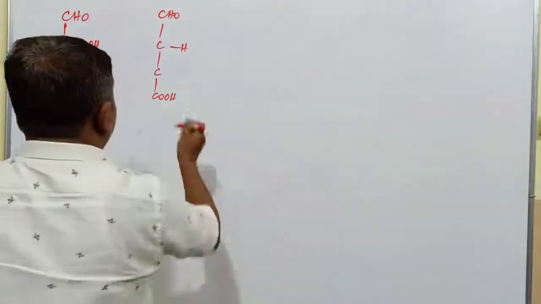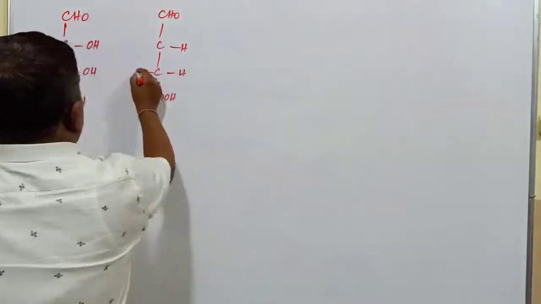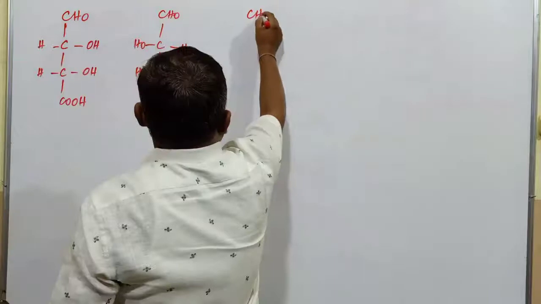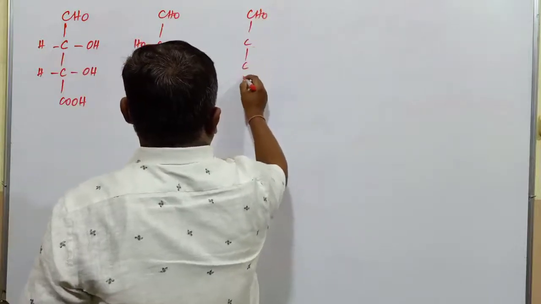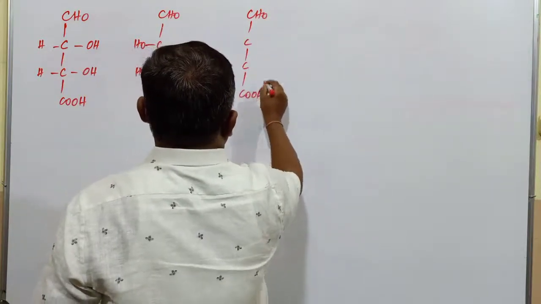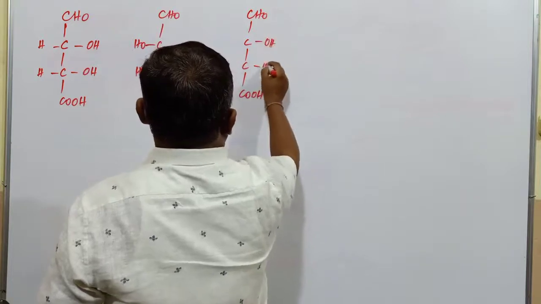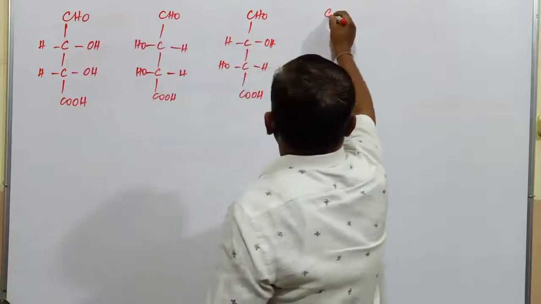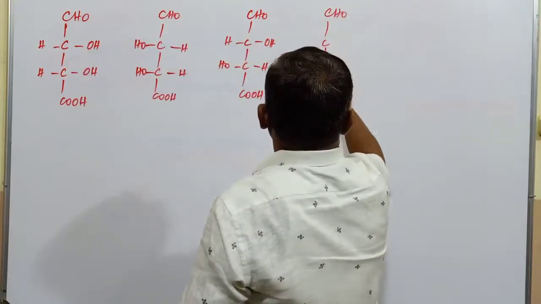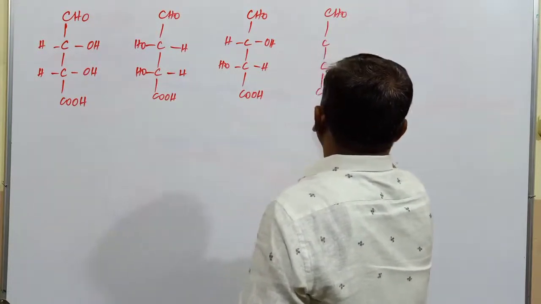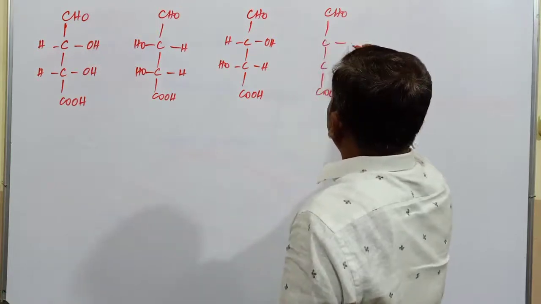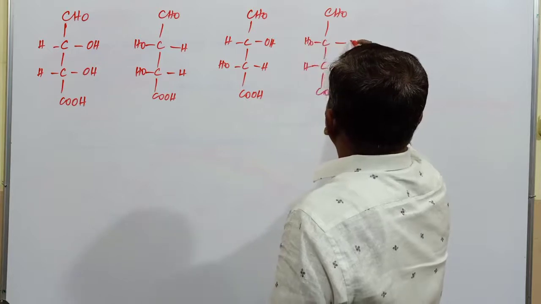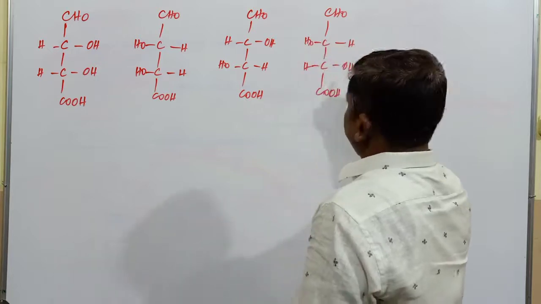This is H. Here it is OH. This is OH. CHO. This is C. This is C. This is COOH. It is OH. H. This is OH. This is H. CHO, this is C, this is C, this is COOH, and here it is OH, this is H, this is H and this is OH.